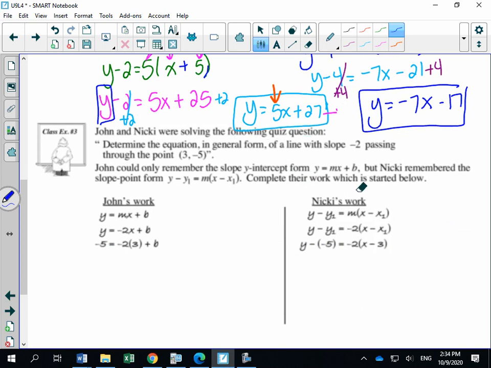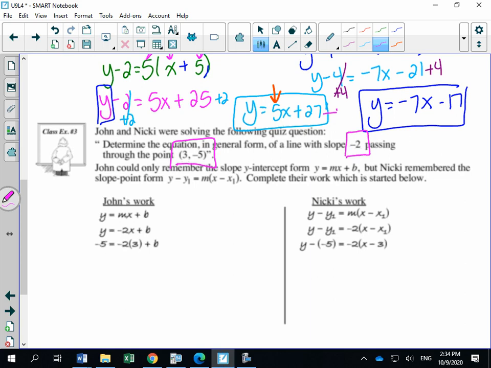Okay, class example number 3. I really like this class example because there are different ways that you could get to the same answer. So I'm going to show you 2 different ways that students could get to the same answer. John and Nikki were solving the following quiz question. Determine the equation in general form of a line with a slope of negative 2 passing through this point.